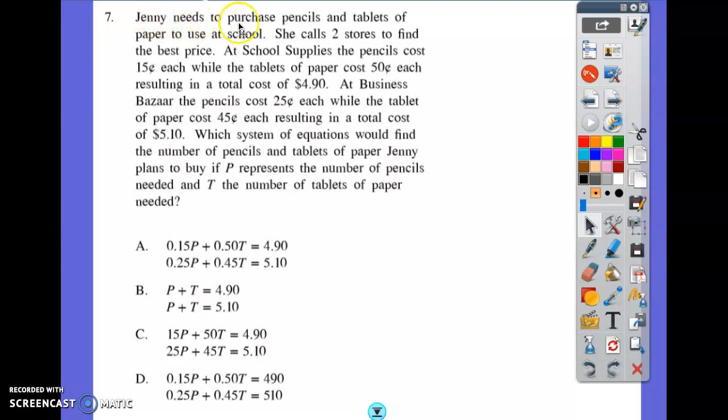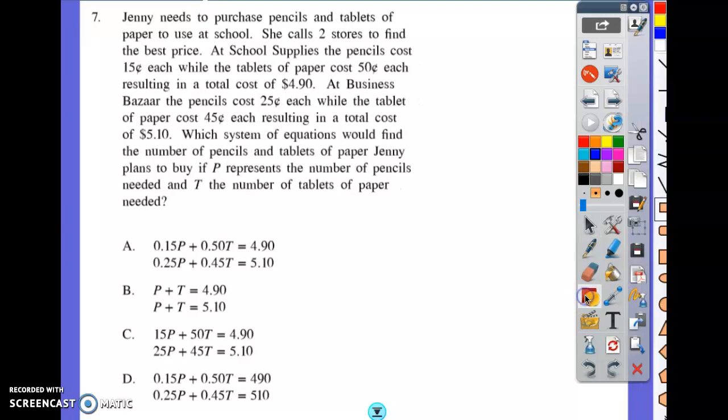Okay, Jenny needs to purchase pencils and tablets of paper to use at school. So I know that they're going to be talking about those two things, the pencils and the tablets of paper. And if you keep reading a little bit further down, let me box this in for you.